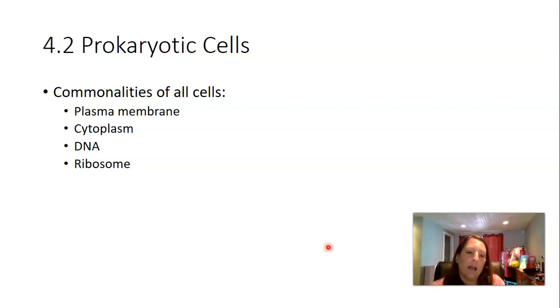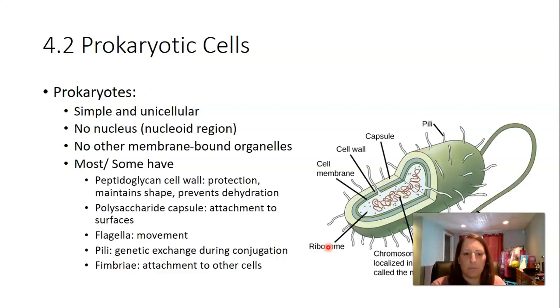Okay, and the last thing on this list is ribosomes. So all living cells have these structures called ribosomes. We're going to look a little deeper at ribosomes in this chapter, but just to give you a heads up, a ribosome is a structure on which proteins are synthesized, produced, or made. They're considered to be protein manufacturing machines. Okay, so there are the commonalities.